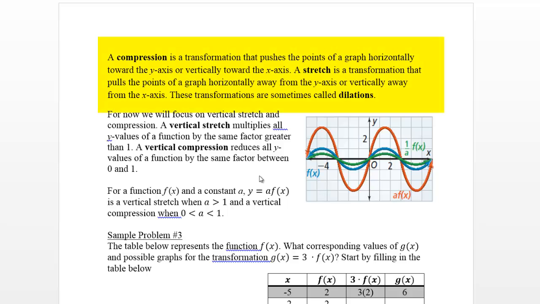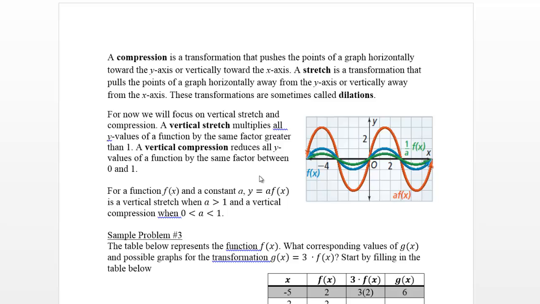The final transformations that we're going to work on in this particular lesson are what we call compression and stretch transformations. Now, in geometry, you may have heard of a term called a dilation or something called a scale factor when you did similar polygons. Compression and stretching a function in algebra is very similar to a scale factor or dilating the function.